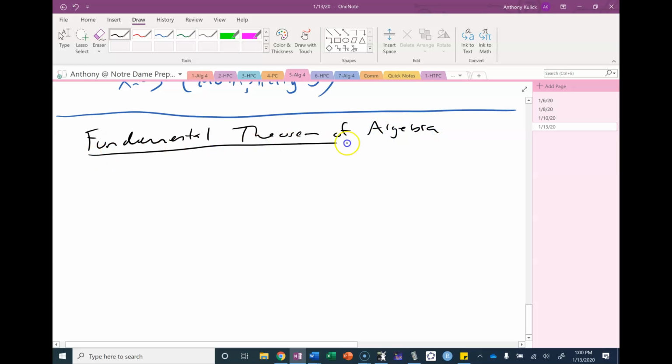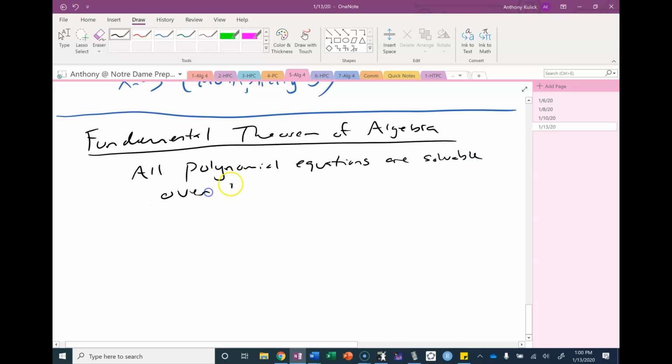So the first one is called the fundamental theorem of algebra. And it says that all polynomial equations are solvable over the complex numbers. Not tremendously exciting. All it's saying is that all of these equations we're asking you to solve, they're all possible. They can be done. There's not any situations where you can get no solution or something weird like that happening. They're all solvable.